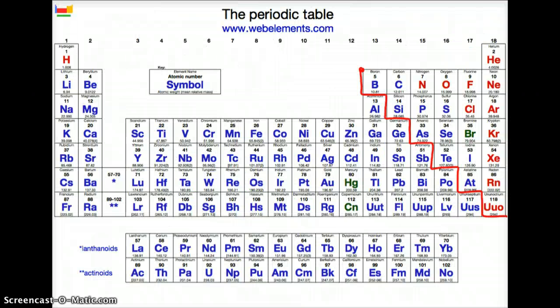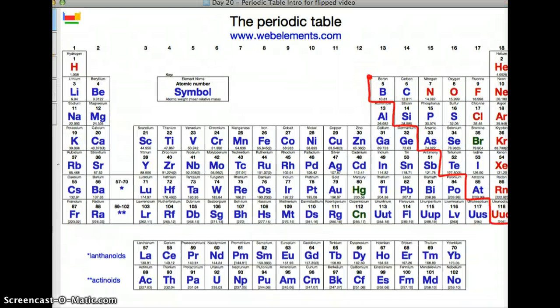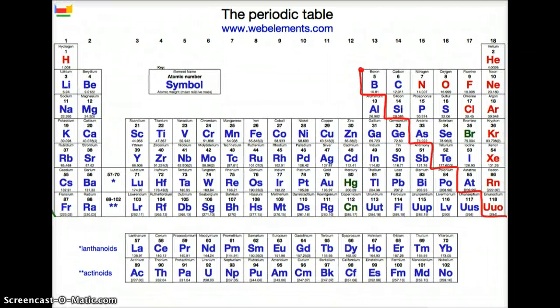and they get larger as we move down, which means that, again, there we are, the absolute largest atom that we have is francium, and the smallest is helium.